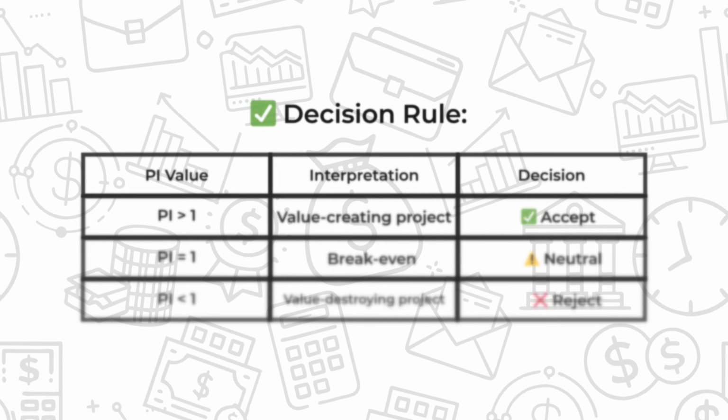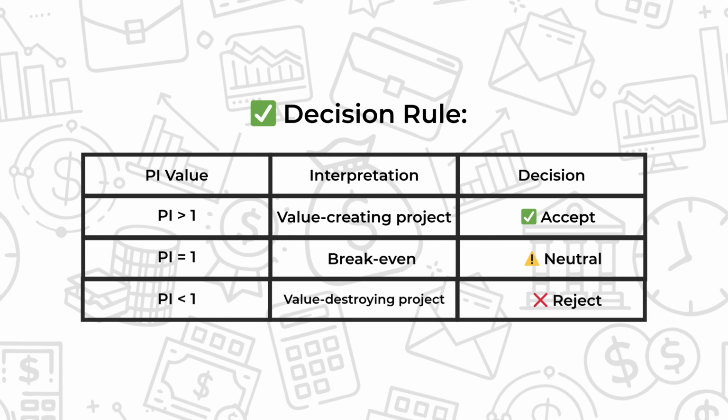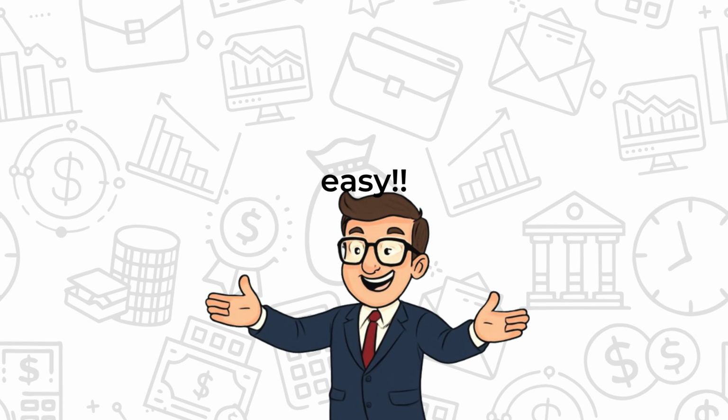The decision rule for PI. If the value is greater than 1, the interpretation is a value creating project and the decision is to accept. If it is equal to 1, the interpretation is break even and the decision will be neutral. And if it is less than 1, then it will destroy project value and it should be rejected. This was all about the capital budgeting chapter.